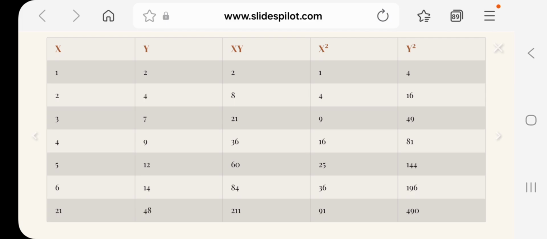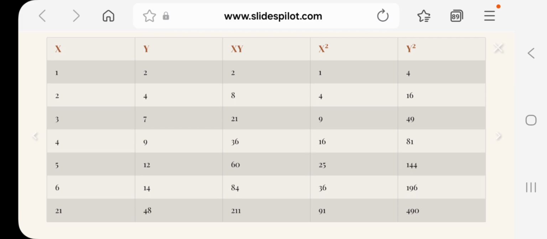Moving on to the next column, we need to multiply x and y. So 1 times 2, that's going to be 2. And then if we multiply 2 and 4, we're going to get 8. Next, we're going to multiply 3 and 7, which is 21. And then 4 times 9, that's 36. 5 times 12 is 60. And then 6 times 14. 6 times 10 is 60. 6 times 4 is 24. When you add 60 and 24, that gives you 84.